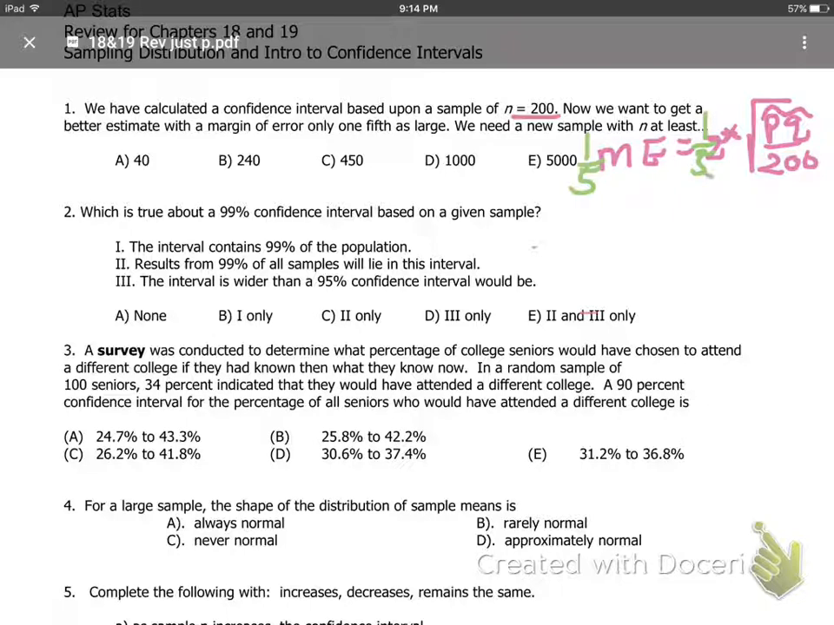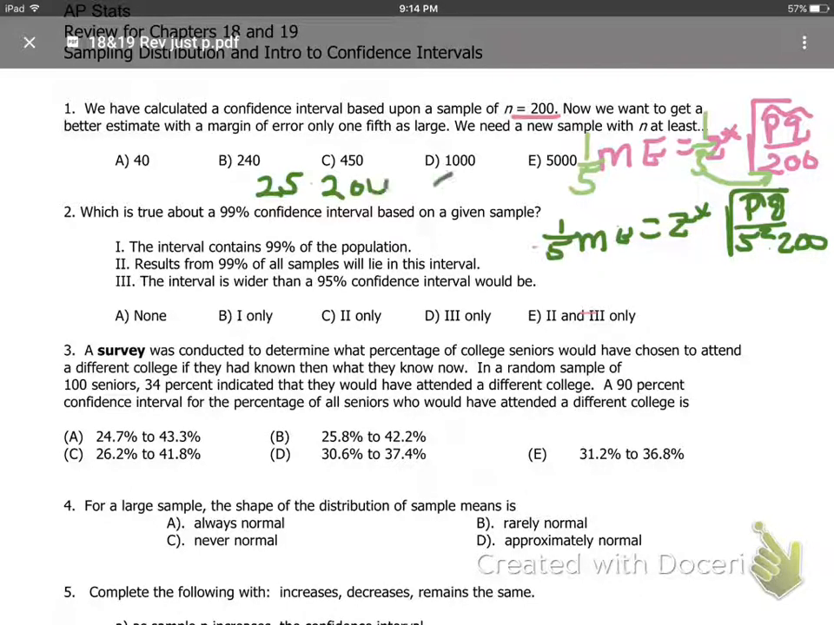Now what I want to do is get the number inside of here. Because the 200 is inside a square root symbol and the 1/5 is outside the square root symbol, I'm going to have to square it to put it inside. I don't like this color, so let me go to something darker. We'll go to dark green. Then 1/5 of my margin of error is going to equal my critical value times p hat q hat divided by 5 squared times 200. Well, 5 squared times 200 is 25 times 200, which is 1,000. So the answer is 1,000.